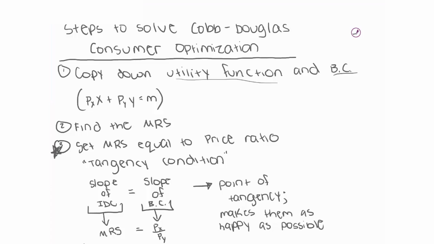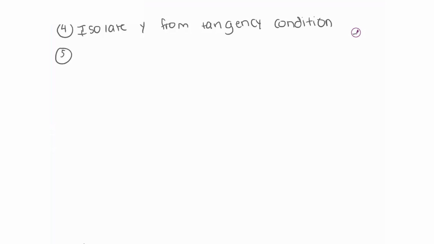Okay, now once we've done step 3, we've already made sure that they're as happy as they can possibly be. So the goal from this point forward is to make sure that what they're going to choose is actually going to end up being affordable. So what we're going to do from here, step 4, is prepare for the point where we're going to plug into the budget constraint. Before we can do that though, we need to isolate either x or y from the tangency condition. You could isolate either one and you'll end up with the exact same final answer, but it's convention to isolate y, so that's what I'm going to write on here. We're going to isolate y from our tangency condition.